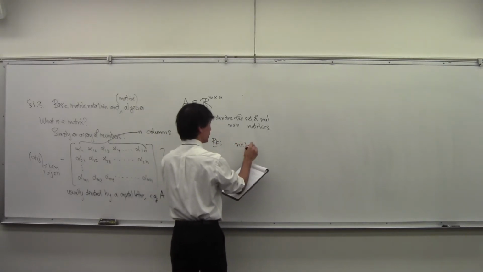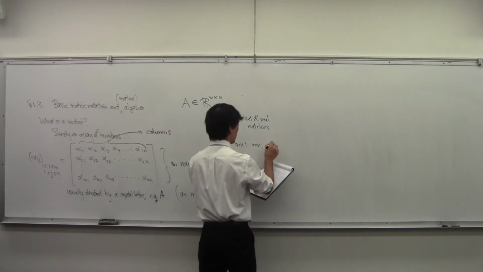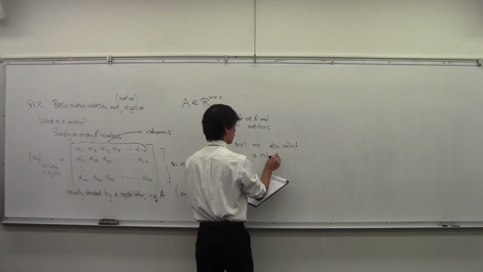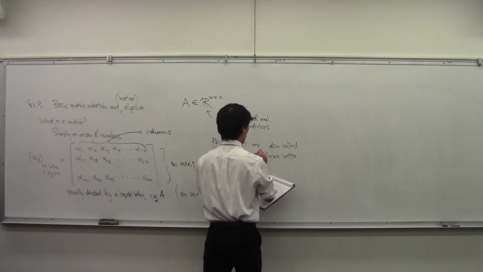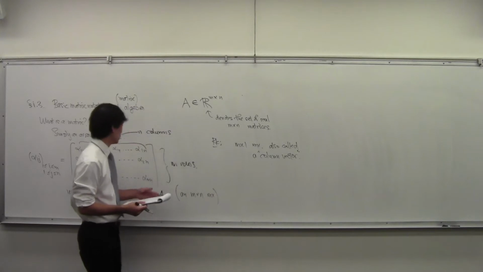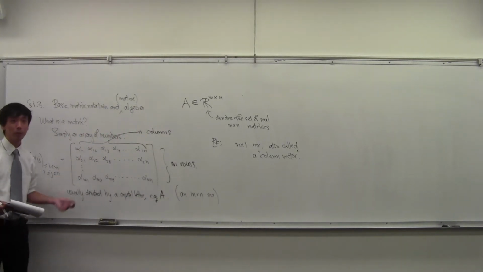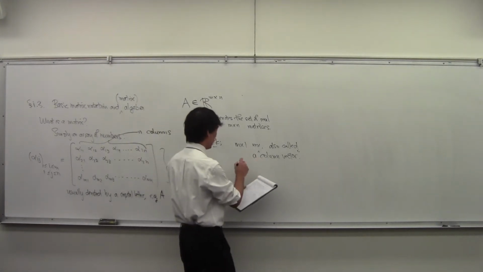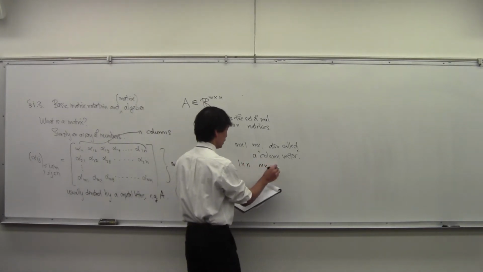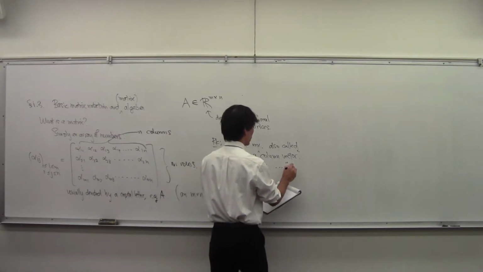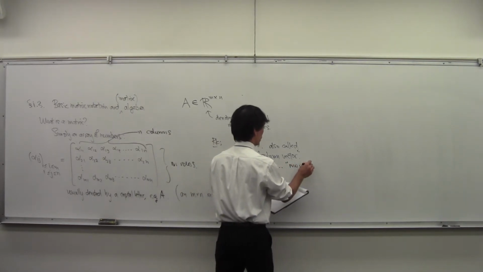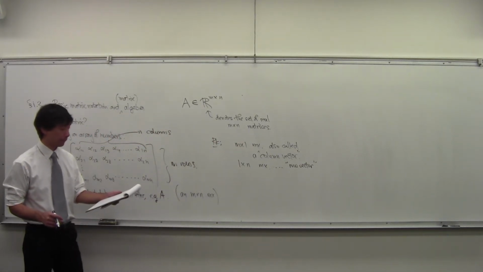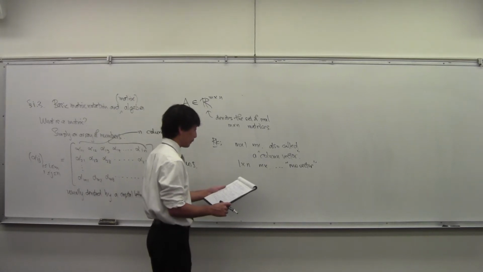If it's an m×1 matrix, it's also called a column vector. So if it's a matrix with just one column, we'll also call it a vector. If it is a 1×n matrix, it's also called a row vector.